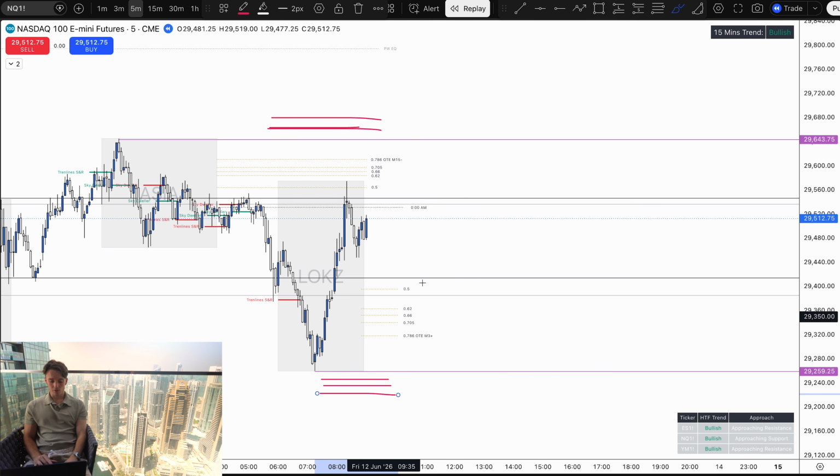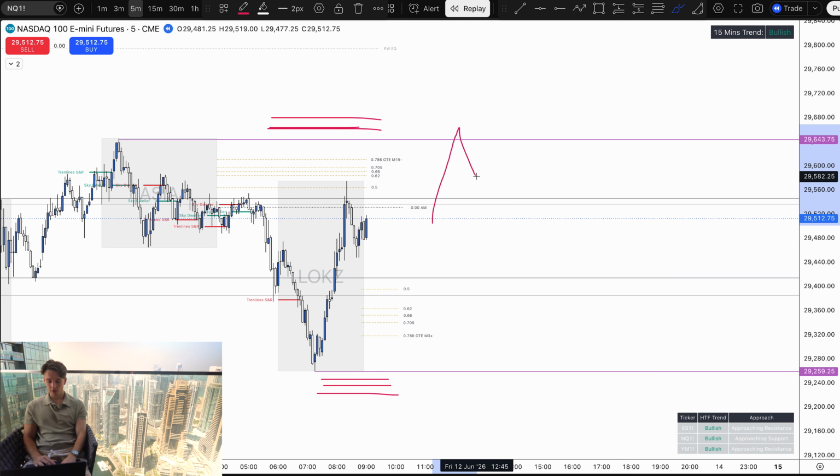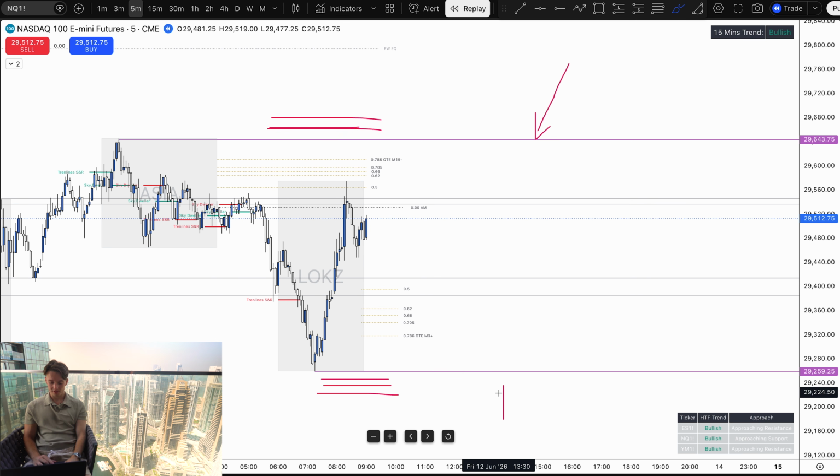Now, all I want to do very simply is I'm trying to trade the full daily move. So I'm trying to trade something like this, or vice versa. If we go the opposite way, I'm trying to trade something like this. And what that means is all I need to do is wait for one of these levels to get swept in order to go ahead and take the trade in the opposite direction.